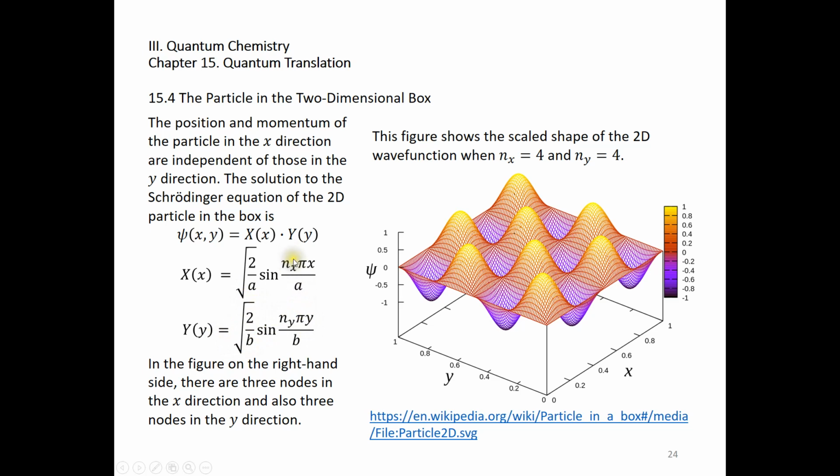But we cannot use n here and also here because it is possible for the quantum numbers in the x and y direction to be different. So I'm using n sub x as the quantum number here, n sub y here. Well, of course, they can be the same as shown in this figure, but they can also be different. For example, n sub x can be 1, and then n sub y is 2. It is entirely possible for the particle to move faster in the y direction than in the x direction. And over here, it's just one example. When n sub x is 4, n sub y is 4, we have this kind of shape.